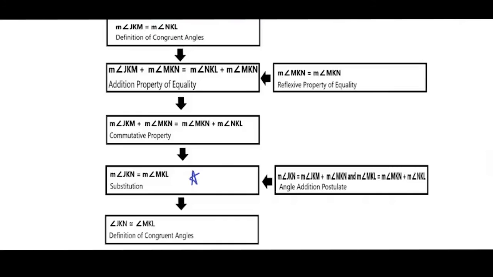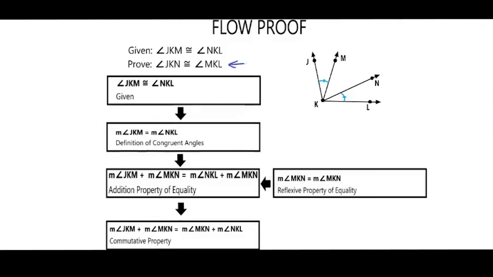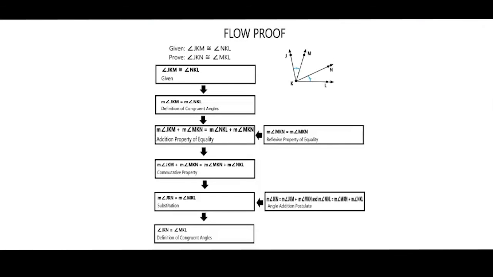Because in this box here, I'm told that the measures of those angles are equal, but if I look up at what I was asked to prove, I was asked to prove that the two angles are congruent. And the way we know that they are congruent is because the angles have the same measure. And their reasoning is, like I said, the definition of congruent angles. And here's your full flow proof.